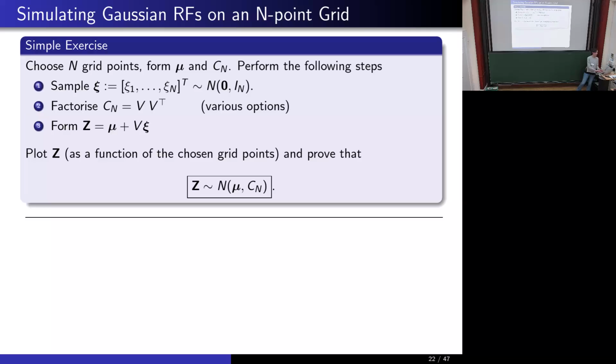You have to take your covariance matrix and factorize it. And there are various options. We'll talk about a couple of them in a minute. You take your matrix, assume that you can factorize it in the form V V transpose, where V is some matrix, and then all you have to do is take your sample xi, multiply it by V, add on your mean, and then what you have is a sample from the distribution you want. Okay, that's like 3 lines of code if you want to code it up and actually do it.